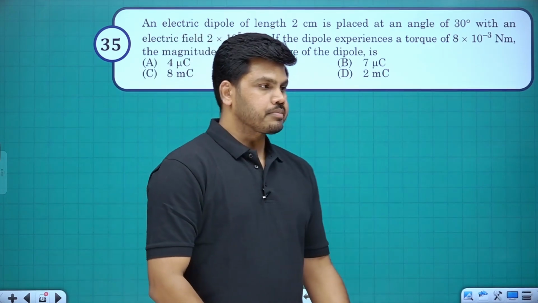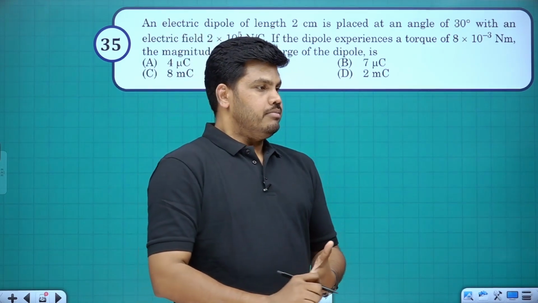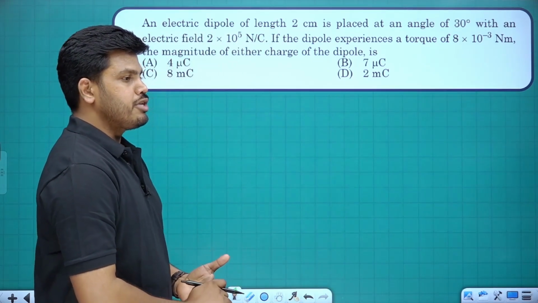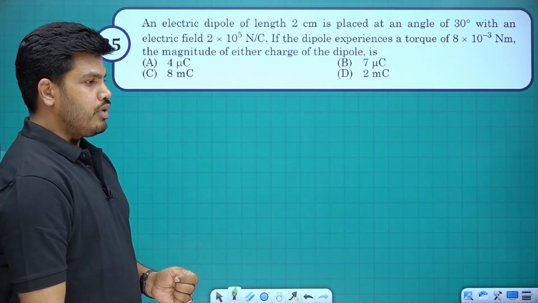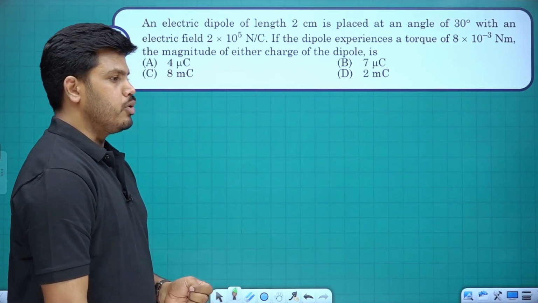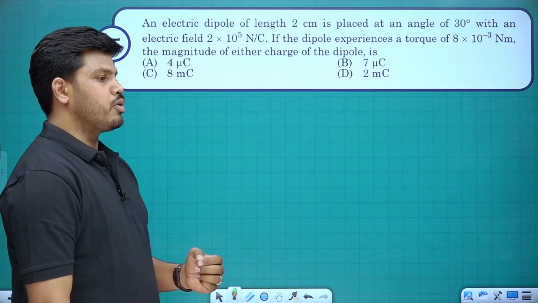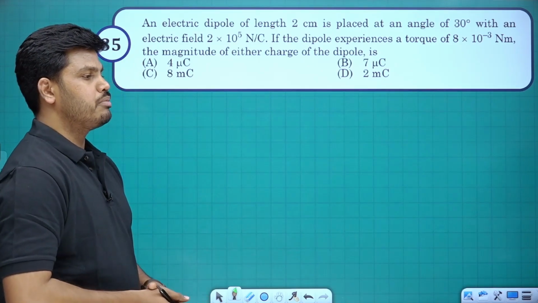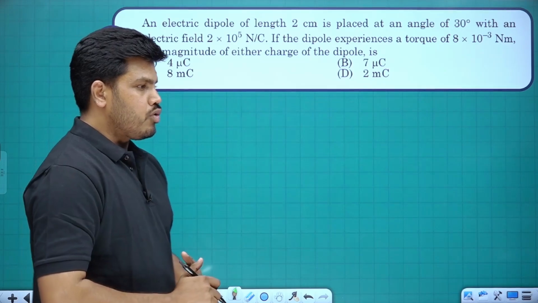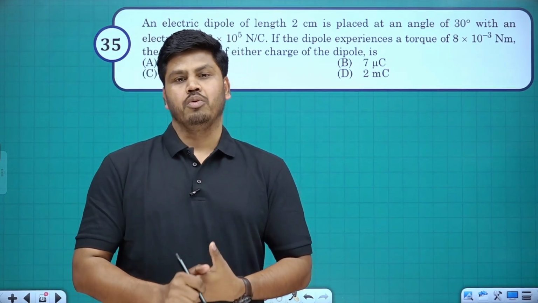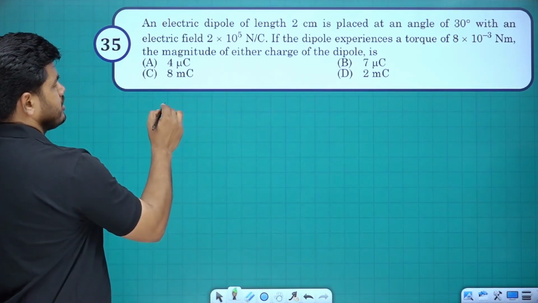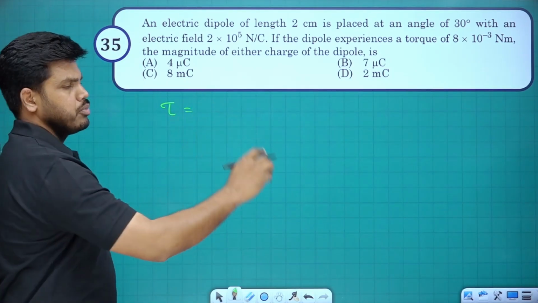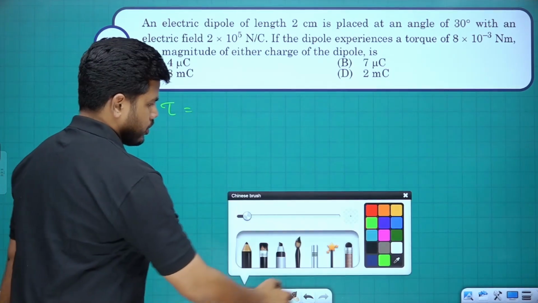Next one, 35. An electric dipole of length 2 centimeter placed at an angle 30 degree with the electric field 2 into 10 raised to 5 Newton per Coulomb. If the dipole experiences a torque of 8 into 10 raised to minus 3 Newton meter, find the magnitude of either charge of the dipole. Again, a straight direct substitution only. We know the expression for torque acting on a dipole.